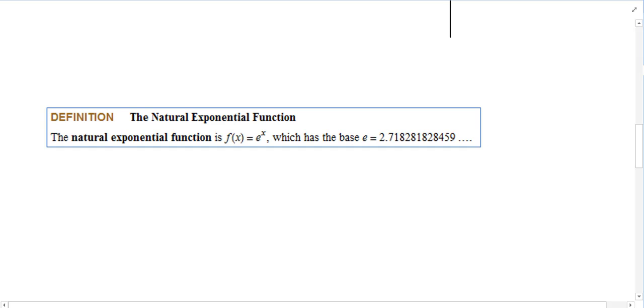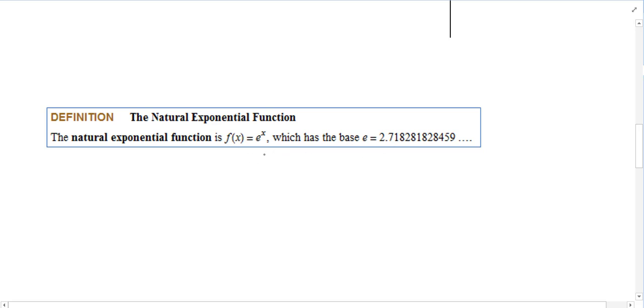Hey there, this is part two of our exponential function review video. Next we want to talk about the natural exponential function, which is f of x equals e to the x. We'll be exploring this function a lot. We'll be using it quite a lot in this class, and in calculus in general, which has the base of e, right?